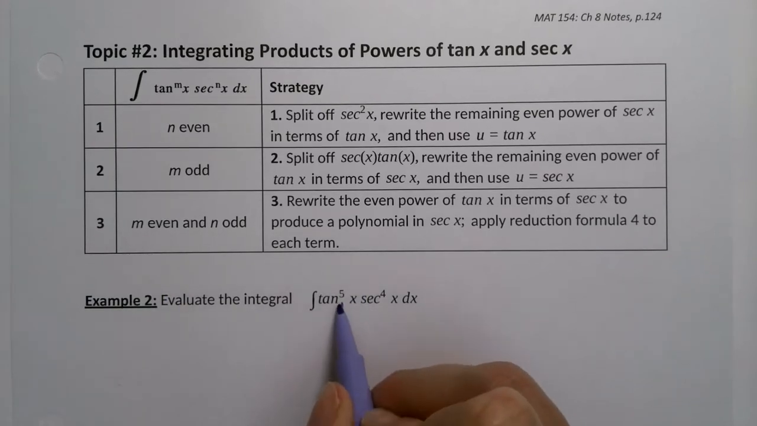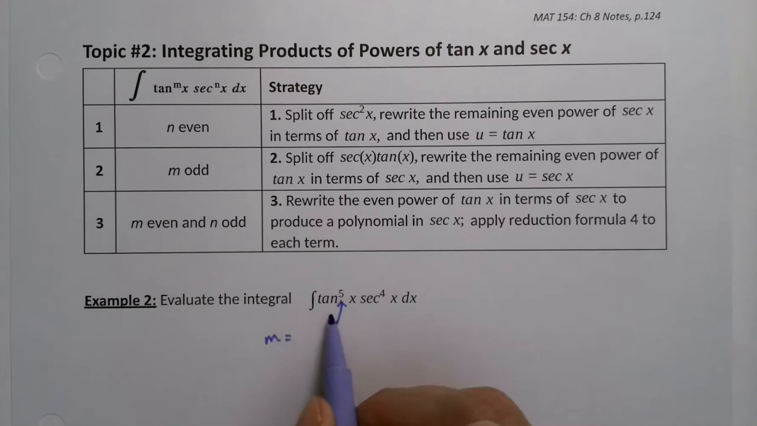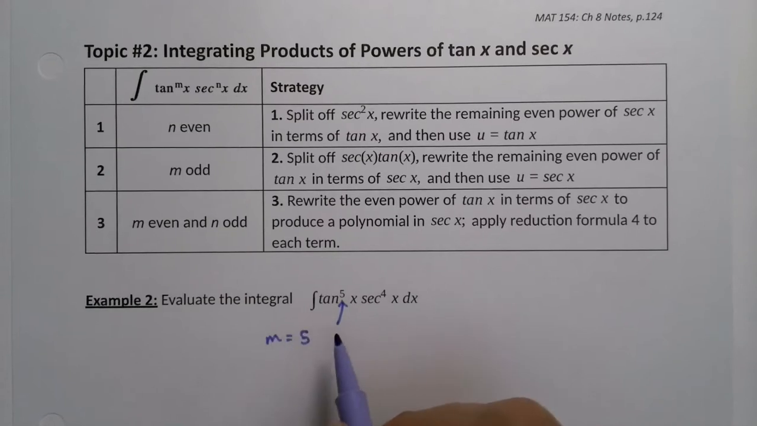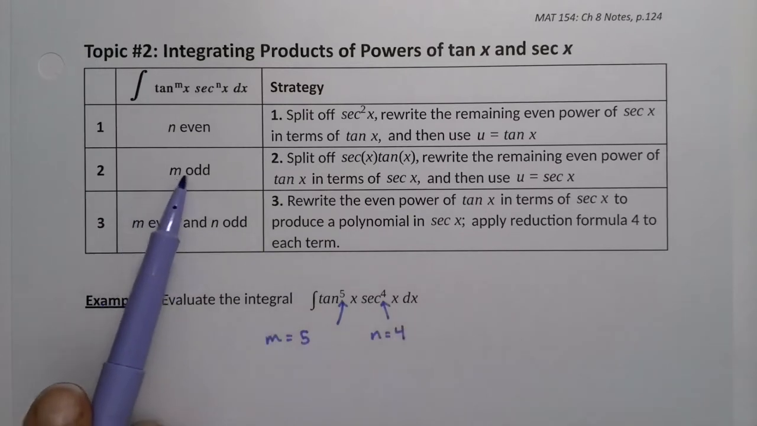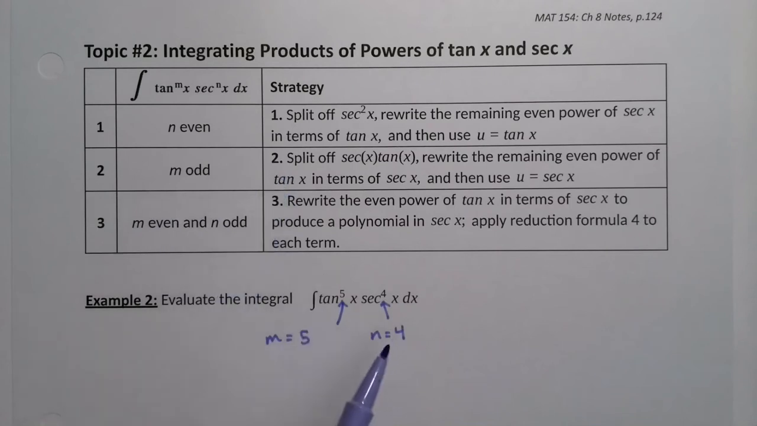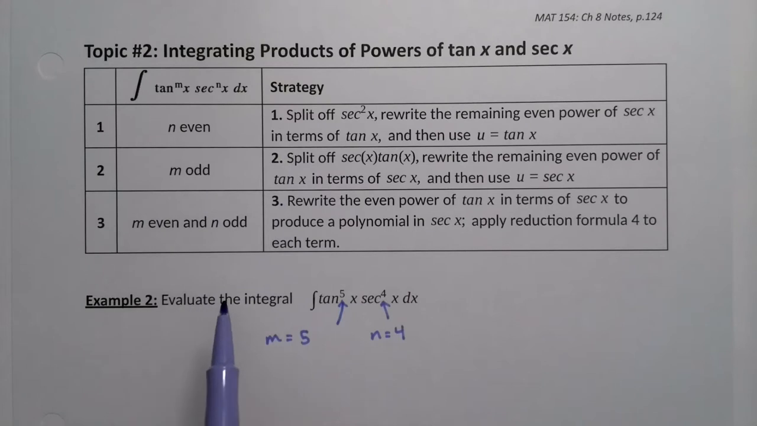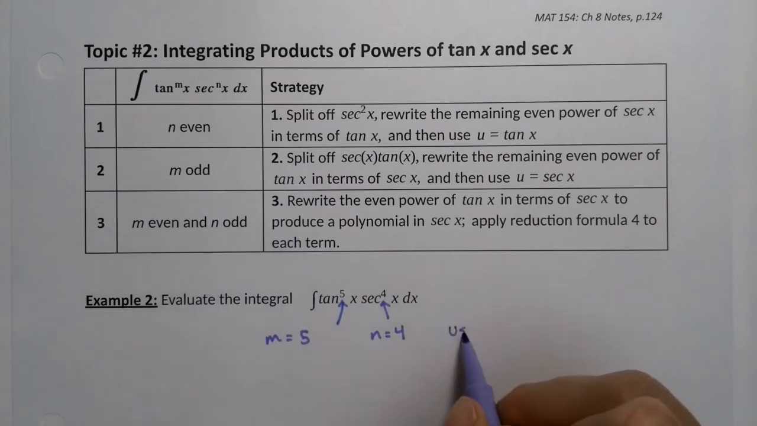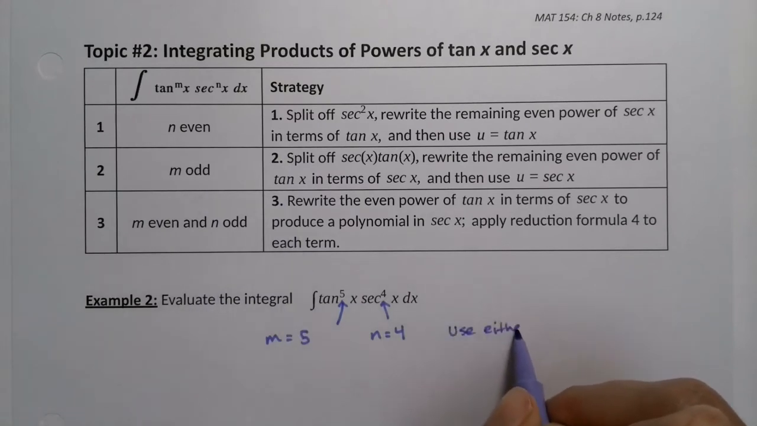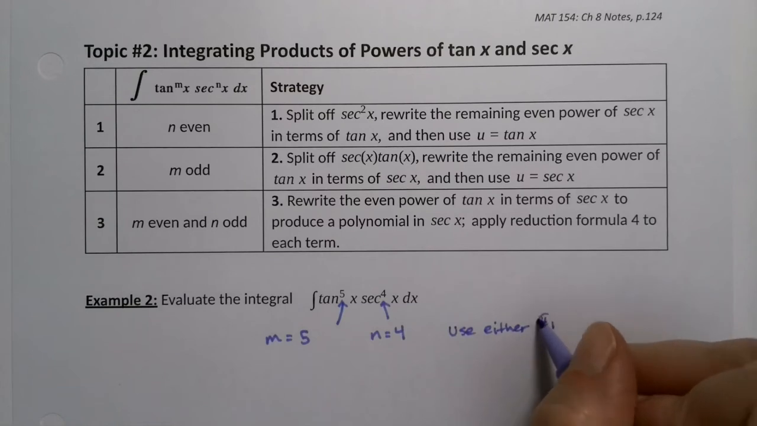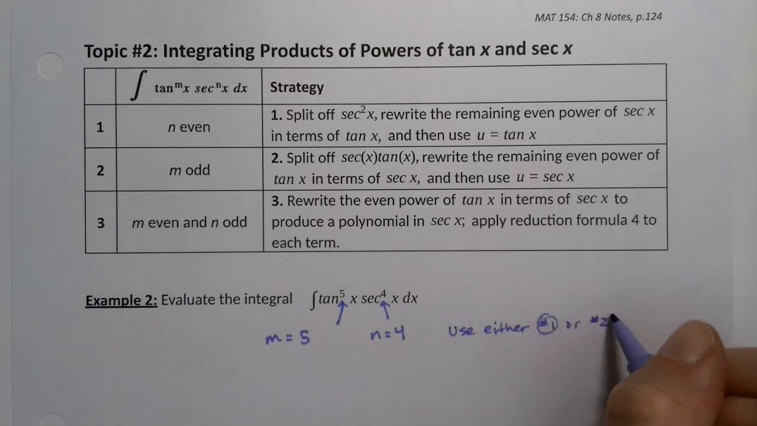You can see that m, which is our power of tangent, is 5, and n, which is our power of secant, is 4. So you might be thinking, well, m is odd, so I could use this method, or n is even, so I could use this method. The answer is you could actually use either one. Use either number 1 or number 2. Either one will work. It's fine.